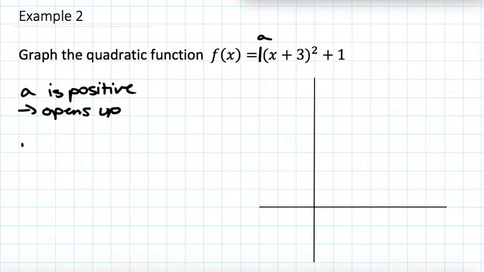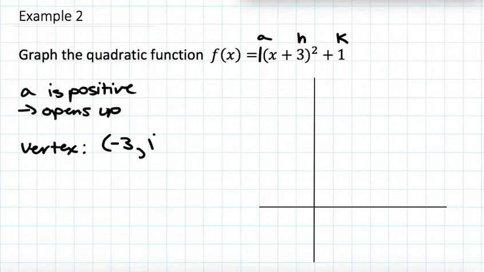Next, I'm going to find the vertex. So this is going to be h, and this is going to be k. Now for h, it says x plus 3 in the equation. That means my h is negative 3, because it's minus negative 3. K is going to be positive 1. K has the same sign, h has the opposite sign. So negative 3, 1 is going to be right here. And then find the y-intercept.